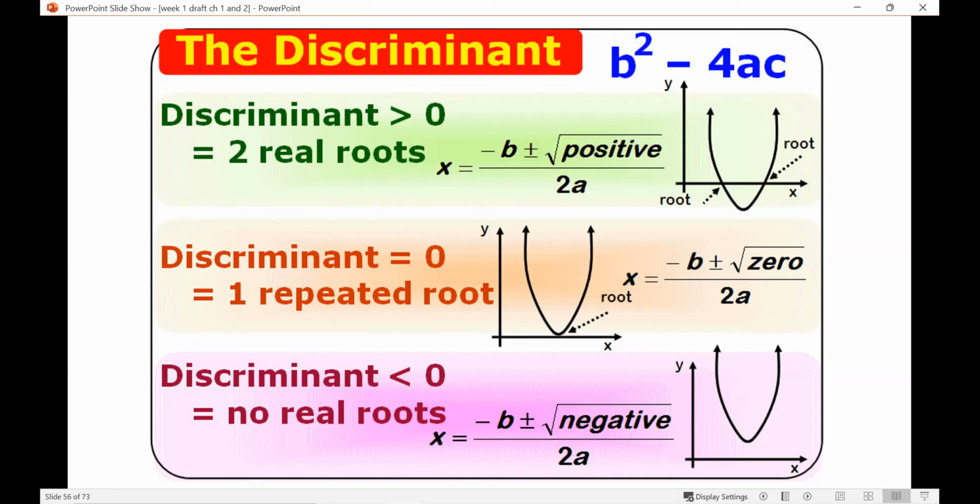You're not going to have the discriminant on your homework. I just wanted to point that out if you haven't seen it before.